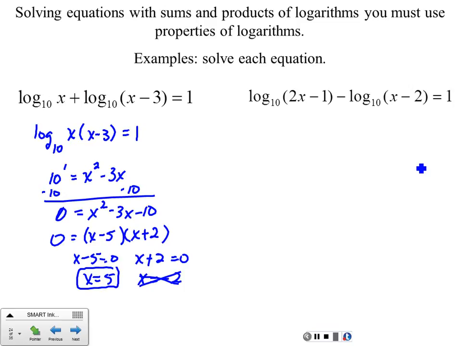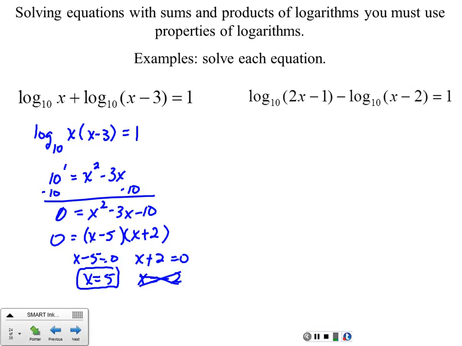Take your numbers that you get x equal to. Plug them into your arguments. Every one of your arguments, plug them in. As long as you're coming up with positive arguments, once you simplify, that's fine. But if you ever come up with a negative, mark it off. Your argument cannot be negative. Okay? So let's look at the one on the right.